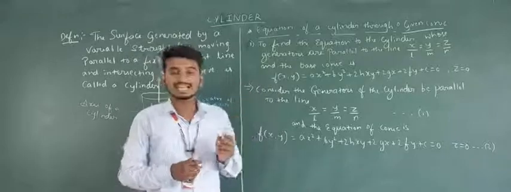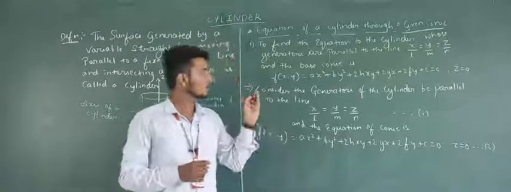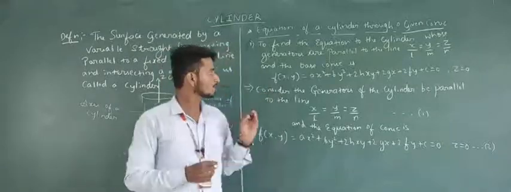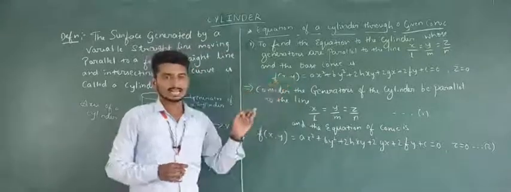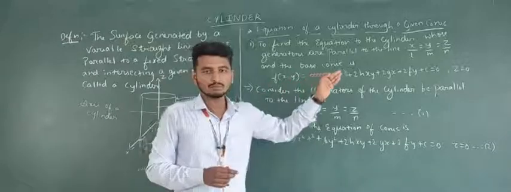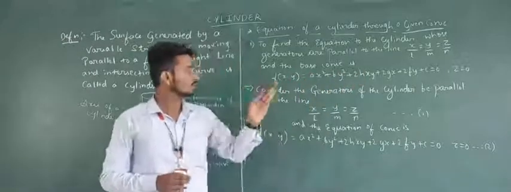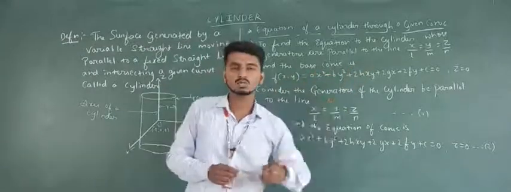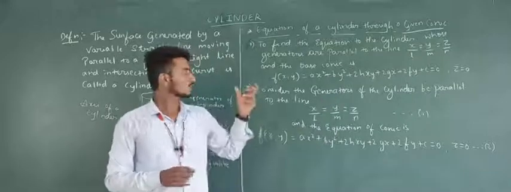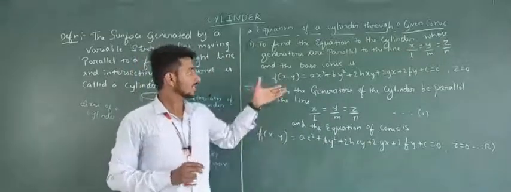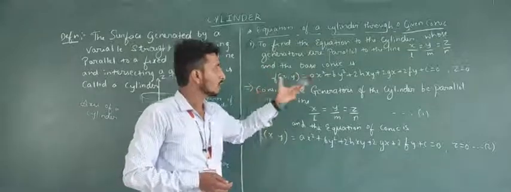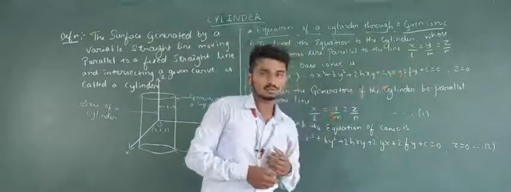That is nothing but ax square plus by square plus cz square plus 2hxy plus 2gzx plus 2fyz plus c equal to 0. That was the conic equation. So here they have taken a conic equation where z is equal to 0.